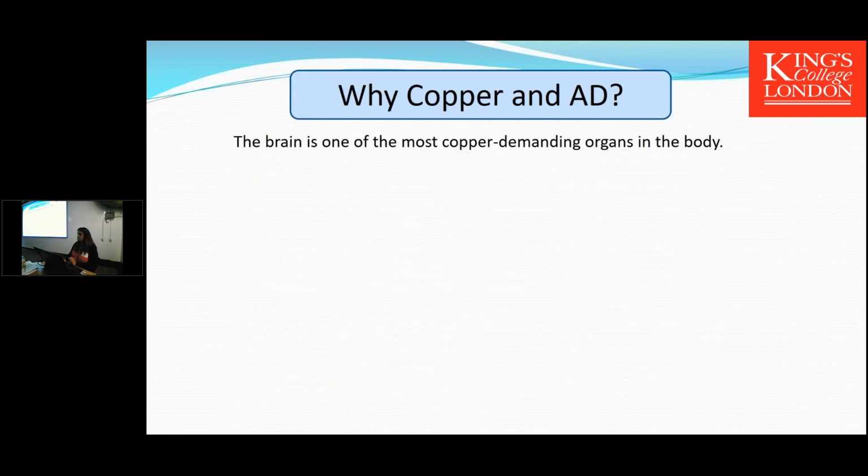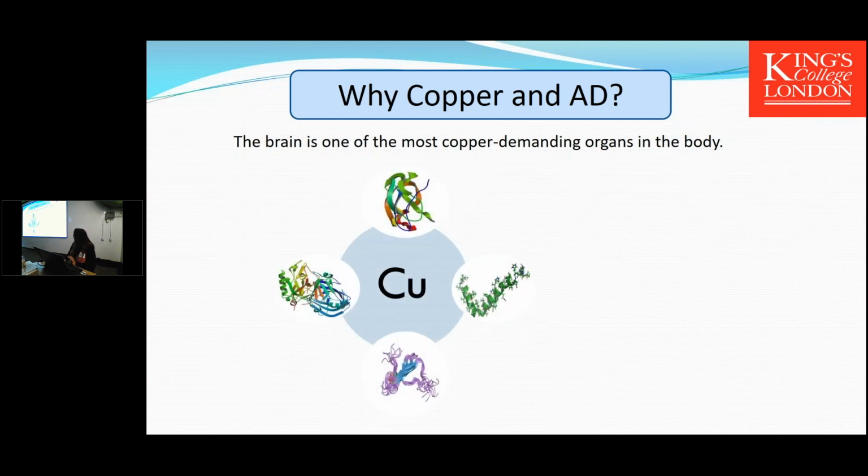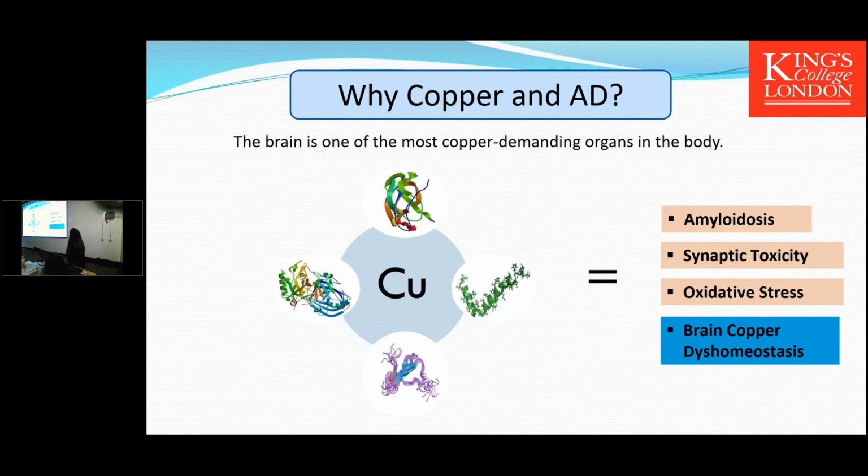The brain is one of the most copper-demanding organs in the body, bar the liver, and we're able to work with the isotope copper 64. We were interested in following copper in the brain because we know that it's involved with many of the landmarks of Alzheimer's disease, such as amyloidosis. We know that copper will bind to the structures that are formed when the amyloid beta plaques are formed in the brain. It's involved in synaptic toxicity. It's also involved in oxidative stress, as it behaves as a cofactor for copper-zinc superoxide dismutases, to control the oxidative stress in the brain. So we know that brain copper dyshomeostasis is involved in Alzheimer's, and the study was to look at that in more detail.